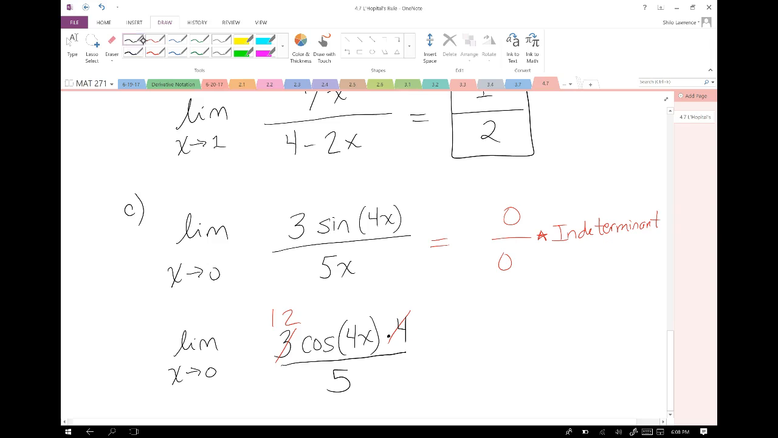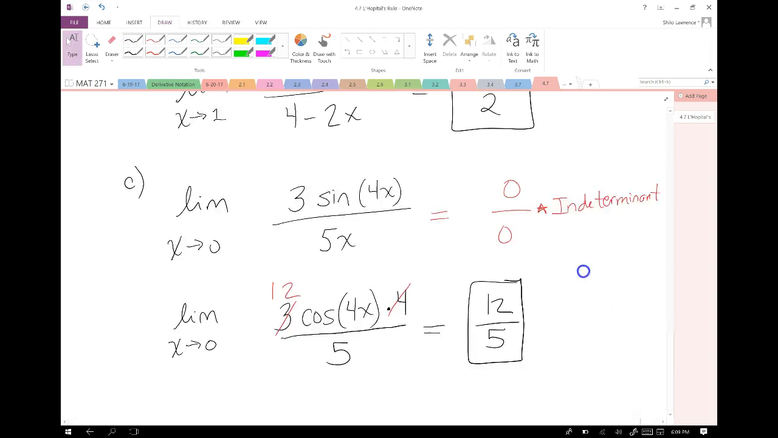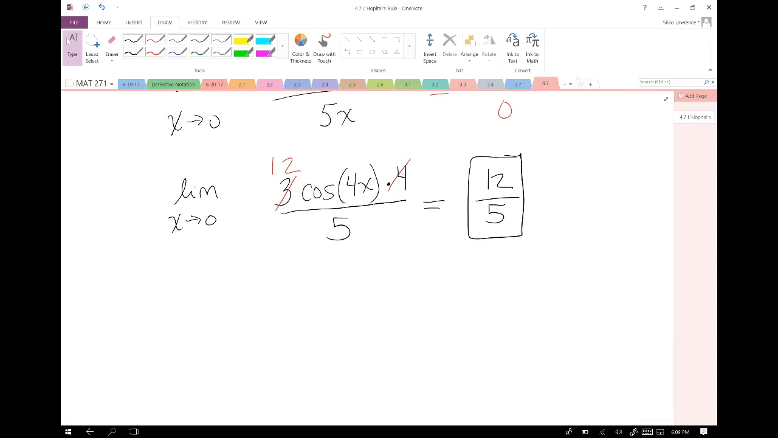Now if we try to plug in 0, cosine of 4 times 0, that's the cosine of 0, and cosine of 0 is equal to 1. So in the top, we have 12 times 1 is 12, and in the bottom, we have 5. So the limit is really 12/5. So anytime you get 0 over 0 or infinity over infinity, we'll do one more where we have infinity over infinity. You take the derivative and you try again.